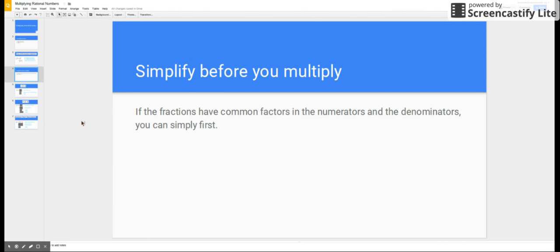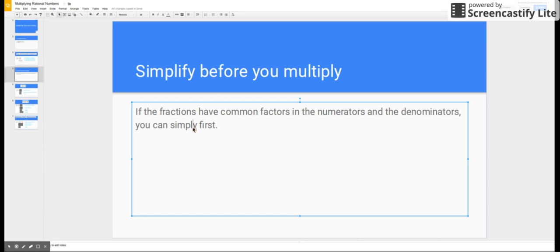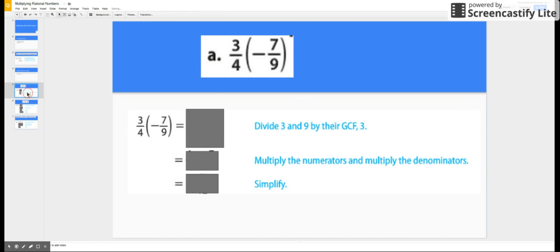Another way you can multiply rational numbers or fractions is to simplify before you multiply. So if the fractions have common factors in the numerators and the denominators, you can simplify first. So here's an example, 3/4 times -7/9. To begin with, I know my answer is always going to be negative because a positive times a negative is a negative, okay? So first thing I'm going to do is I have 3/4 times -7/9.